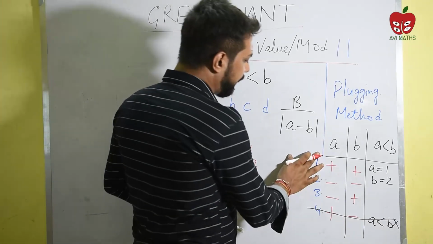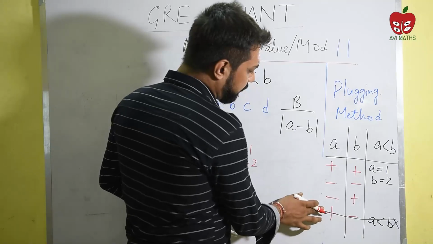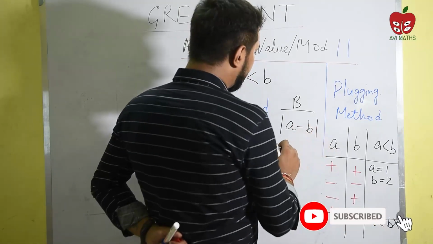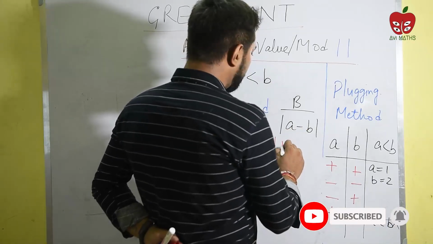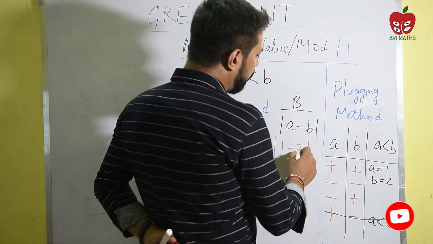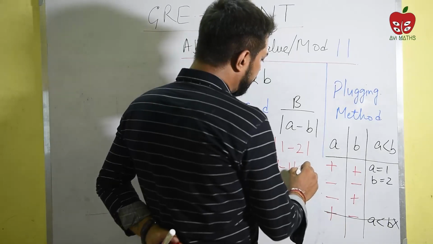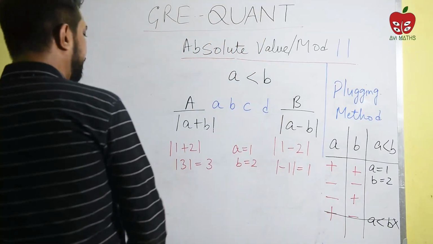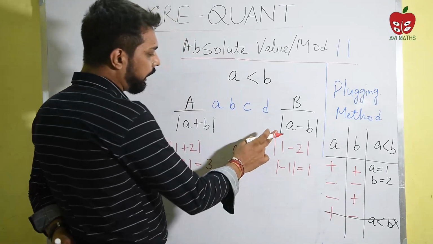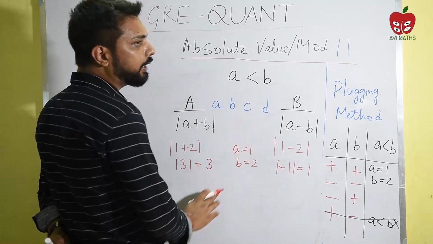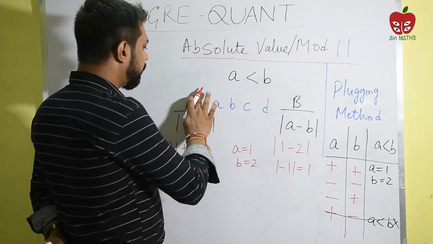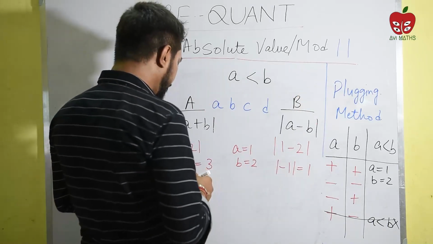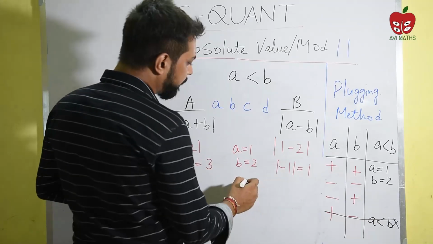Now check for the right hand side. Let me remove these so that I can get some space. Right hand side is mod A minus B. So mod A is 1, B is 2. So that is mod 1 minus 2. Mod 1 minus 2 is minus 1. And I know that mod of minus 1 is 1 itself. Right. Now tell me, for this particular case when A is 1 and B is 2, which quantity is coming greater, guys? Quantity A is coming 3 and quantity B is coming 1. So definitely quantity A is coming greater than quantity B.